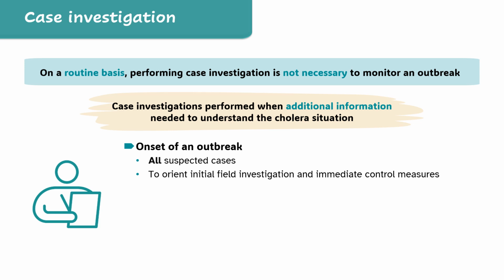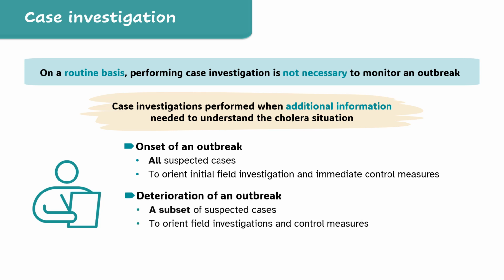Performing case investigations is recommended at the onset of an outbreak. Investigating all suspected cases at the onset phase is helpful to orient initial field investigation and immediate control measures. Performing case investigations may also be considered if a deterioration of the outbreak is detected. Investigating a subset of suspected cases may be insightful. The cases investigated are selected based on the characteristics of the indicator showing a deterioration. The findings of the case investigation are then used to orient a field investigation and control measures.